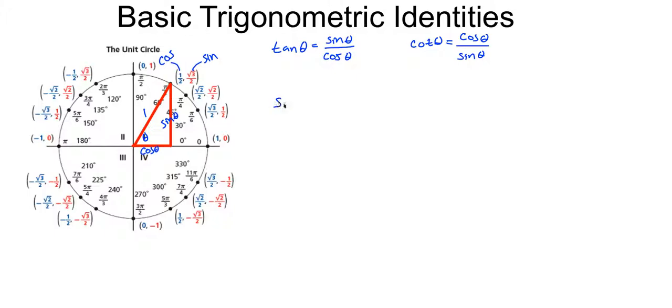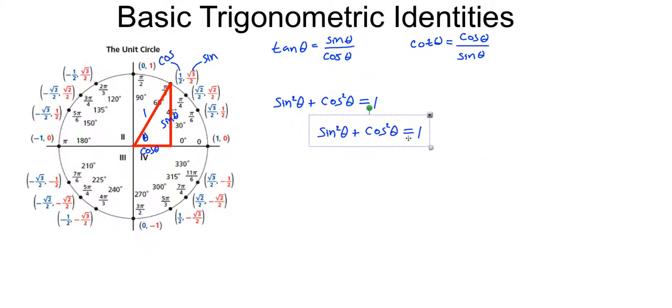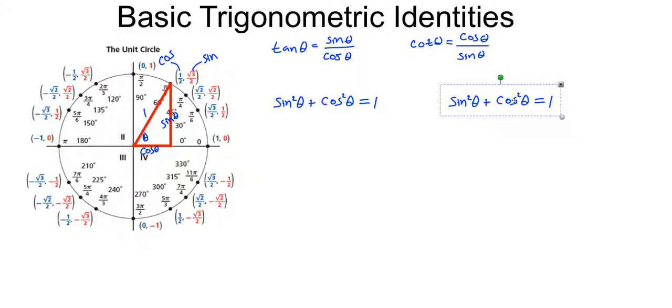I know that if I square the sine of theta and I square the cosine of theta, that's going to equal the hypotenuse squared, which is just 1. So that's my first Pythagorean identity. That's the one that's the most common. Sine squared theta plus cosine squared theta equals 1. So I'm going to leave that one there, and I'm going to just clone it real quick and bring it over here because this is going to help us find our next Pythagorean identity.